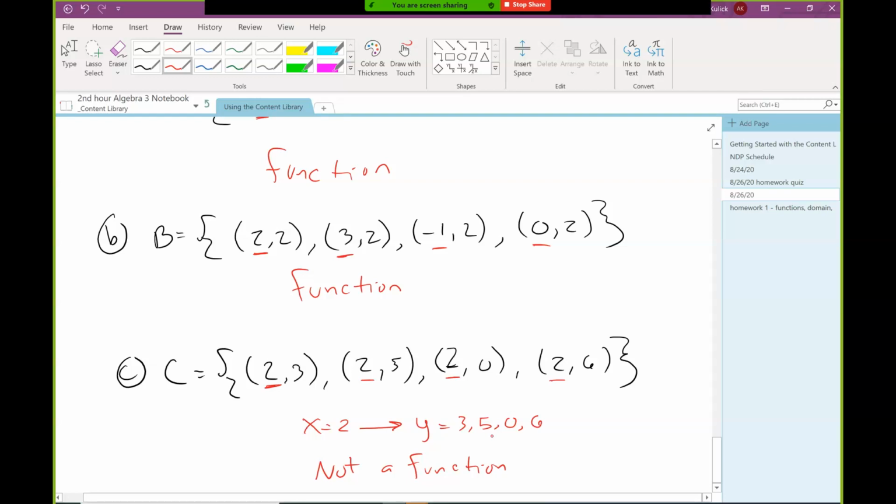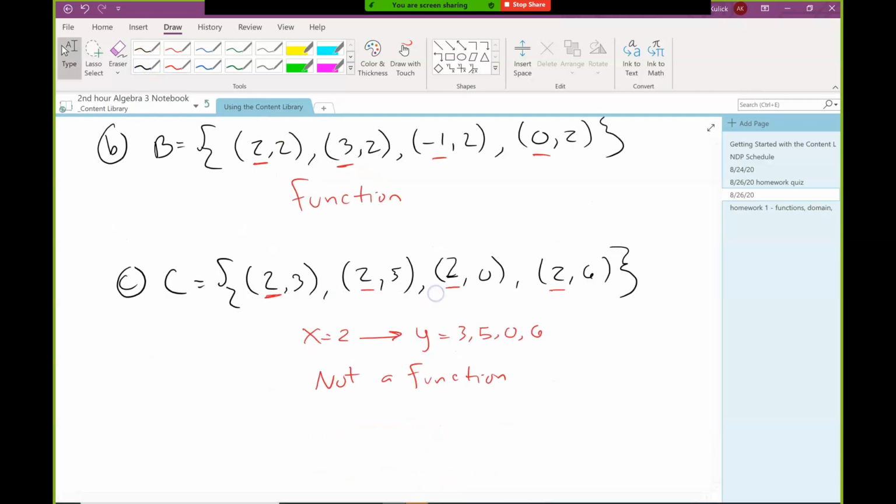The x's cannot repeat. Correct. Is it still a function if the first ordered pair was like 2, 2? Yes, it is. So it can be, but it doesn't guarantee it will be, right? If I had changed this to be a 2 also, it's still not a function. So again, the x and y's being the same doesn't matter, right? You just need to make sure all your x coordinates are different, is what we're checking.